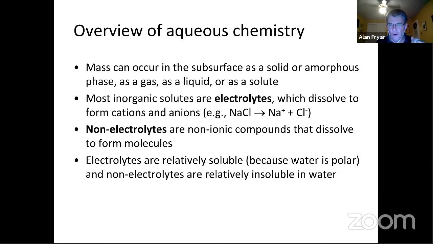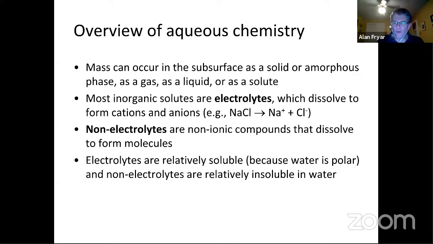Cations are positively charged and anions are negatively charged. So the example I usually use is sodium chloride or halite, basically table salt. When it dissolves, it dissociates into the sodium cation and the chloride anion. But there are also compounds that when they dissolve do not dissociate. They are non-ionic. And so when they dissolve, instead of forming ions, they dissolve as molecules.